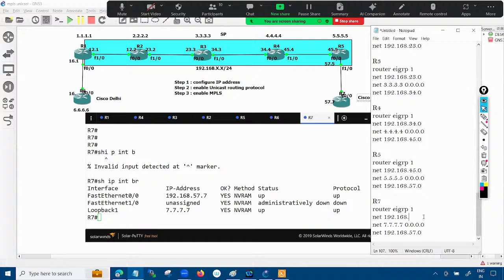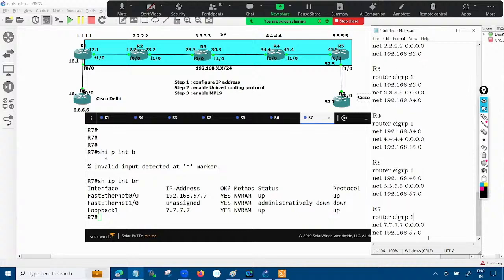And that's all, man, on R7 now. So let's do the R7 configuration first of all.